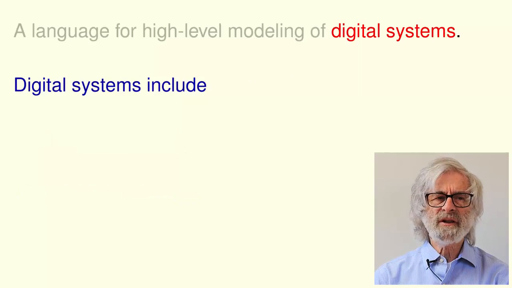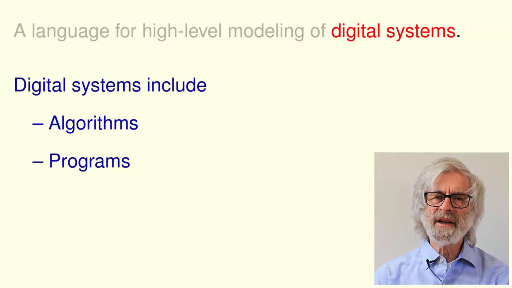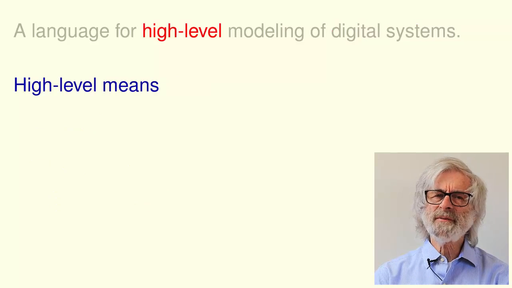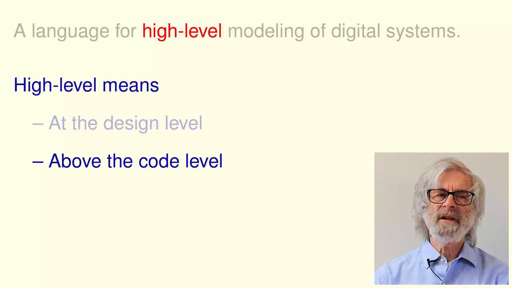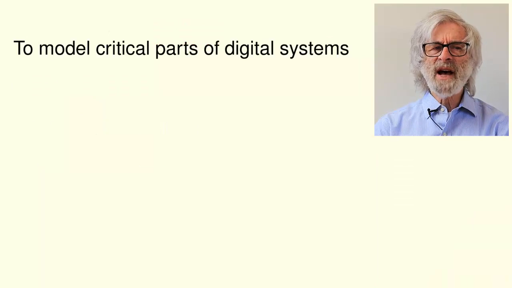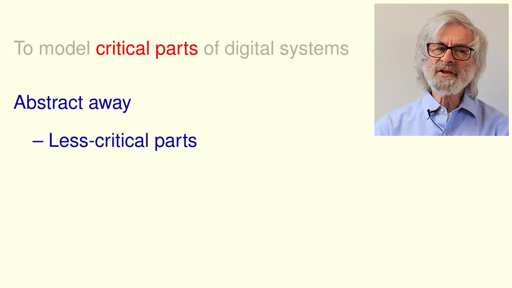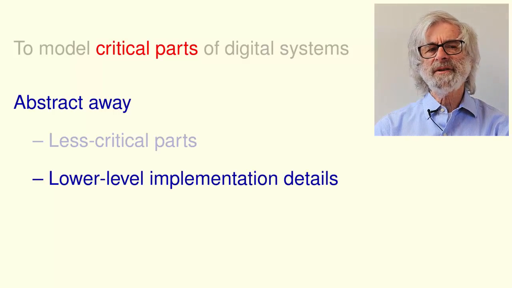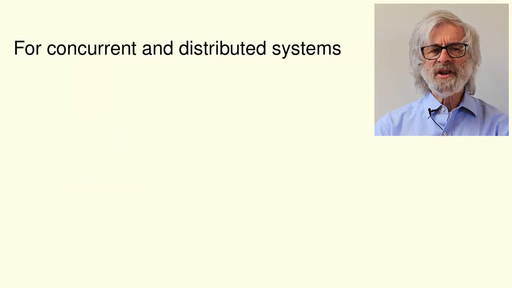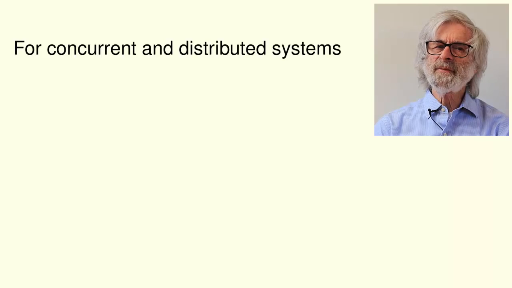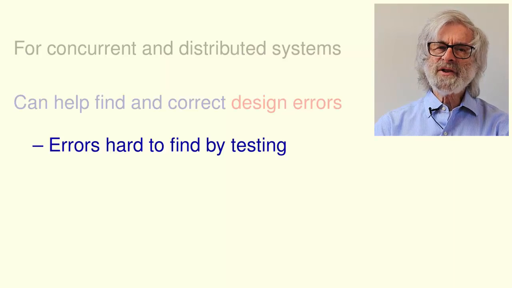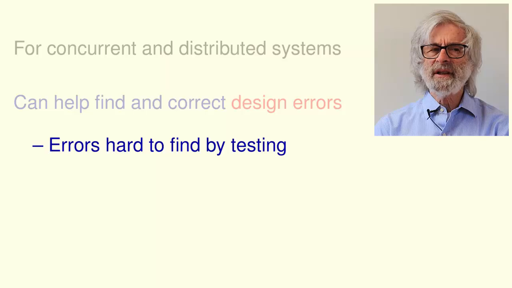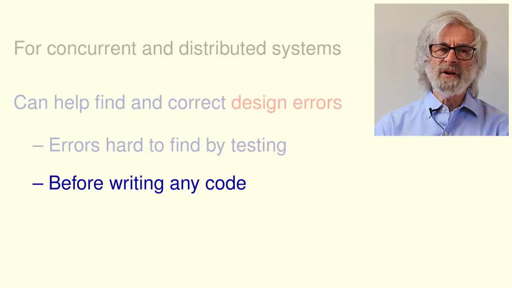Digital systems include algorithms, programs, and computer systems. For those digital systems, high level means at the design level, above the code level. TLA Plus is used to model critical parts of digital systems, while abstracting away both less critical parts and lower-level implementation details. TLA Plus was designed for modeling concurrent and distributed systems. It can help you find and correct design errors, including errors that are extremely difficult to detect by testing, before you write a single line of code.